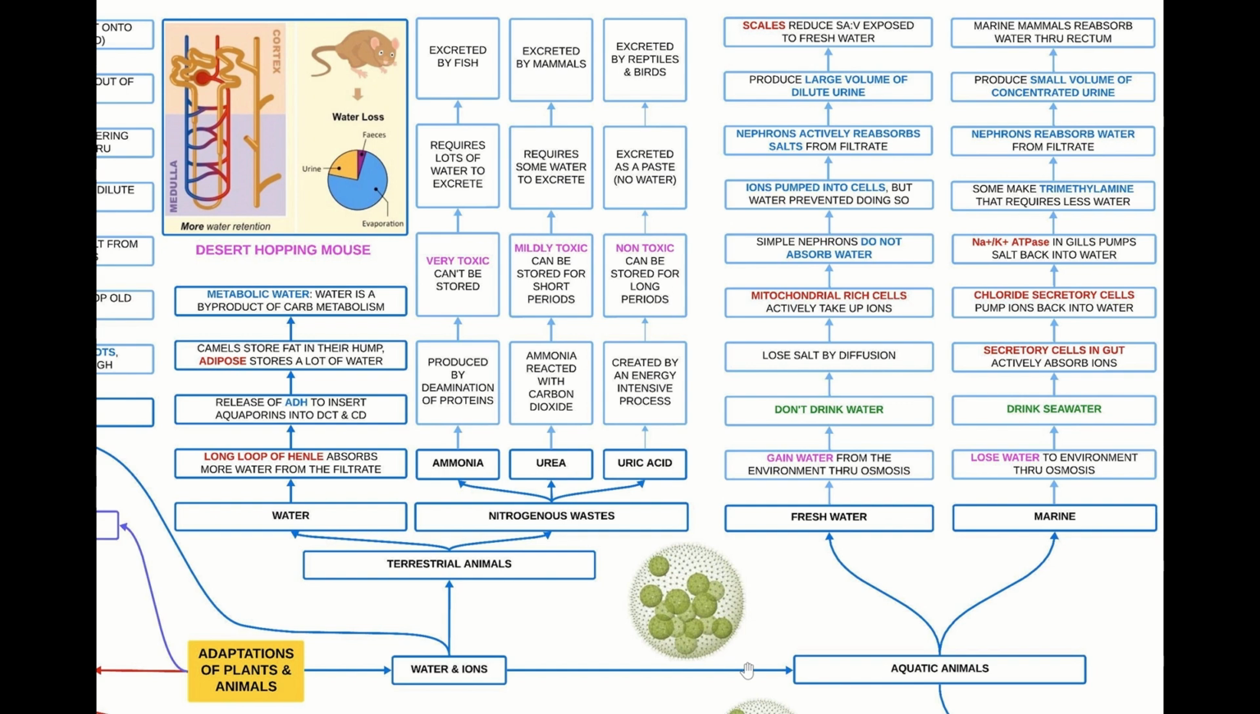Some of them make trimethylamine that requires much less water to excrete than ammonia. Their nephrons reabsorb a lot of water from the filtrate, and they produce a small volume of urine that is highly concentrated. And an interesting fact is that some mammals can reabsorb water through their rectum.